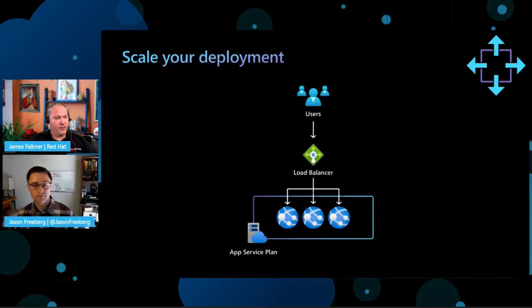Now, when you're scaled out to multiple instances, App Service has a feature called Health Check, and this will ping all of your independent instances. And if any of them are unhealthy, they'll be removed from the load balancer. So that way they're not responding to end user requests. And if they become healthy again, then they'll be brought into the load balancer to continue serving requests.